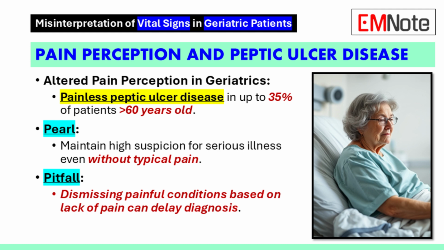Pain perception and peptic ulcer disease. Altered pain perception is common in the geriatric population due to age-related changes in the nervous system and cognitive impairment. This can lead to atypical presentations of common conditions. For example, endoscopically proven peptic ulcer disease is painless in only 8% of younger patients. However, in patients over 60, it may be painless in up to 35% of cases.